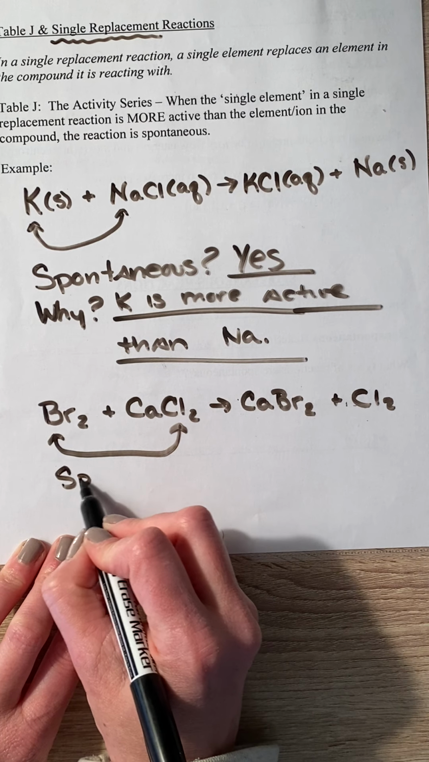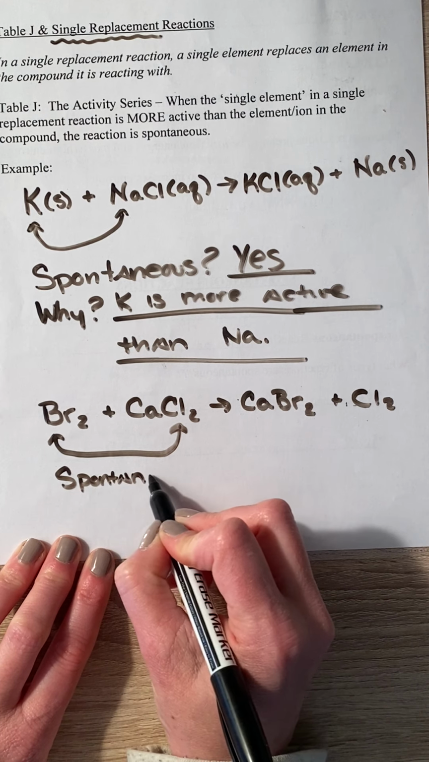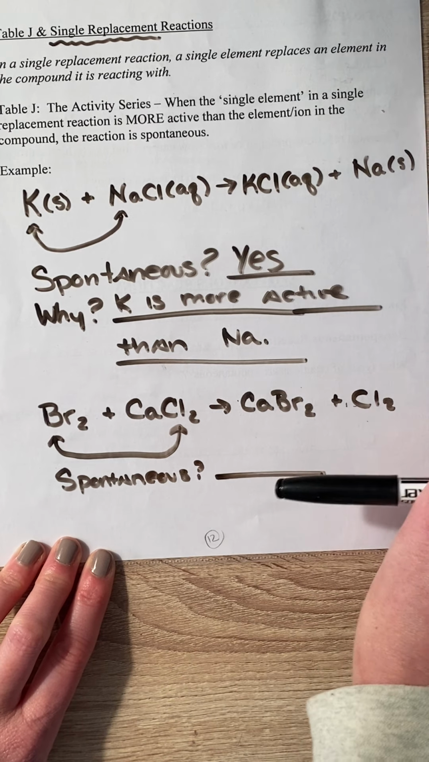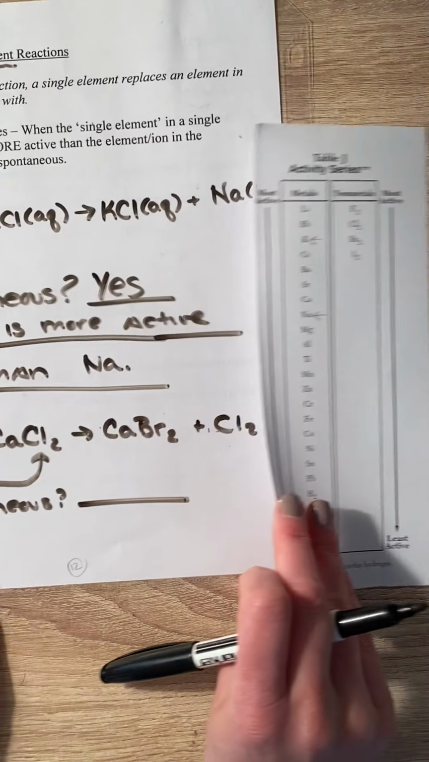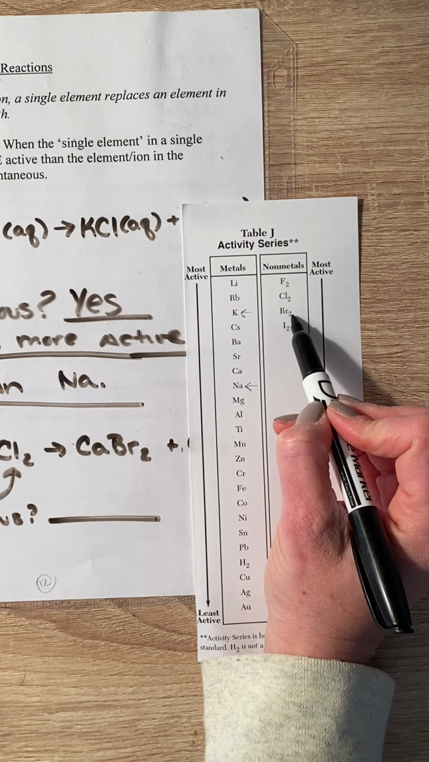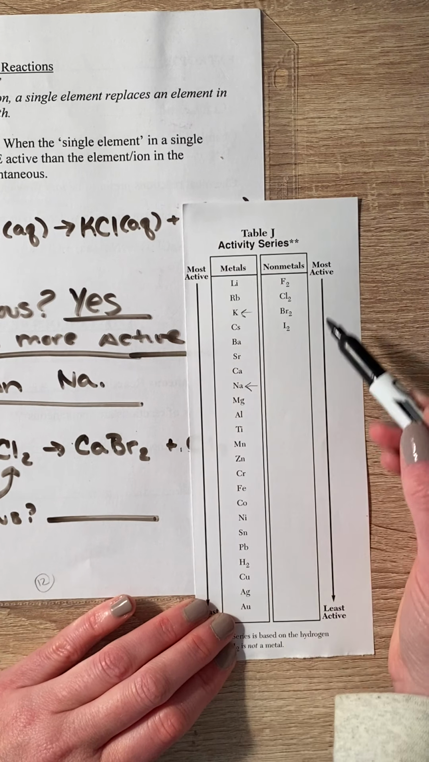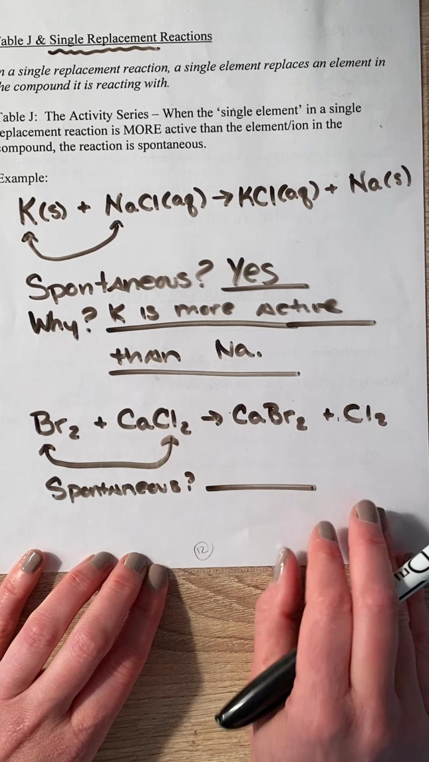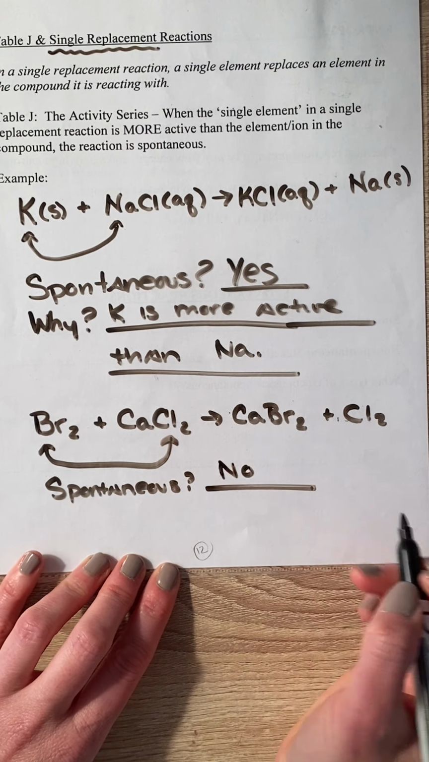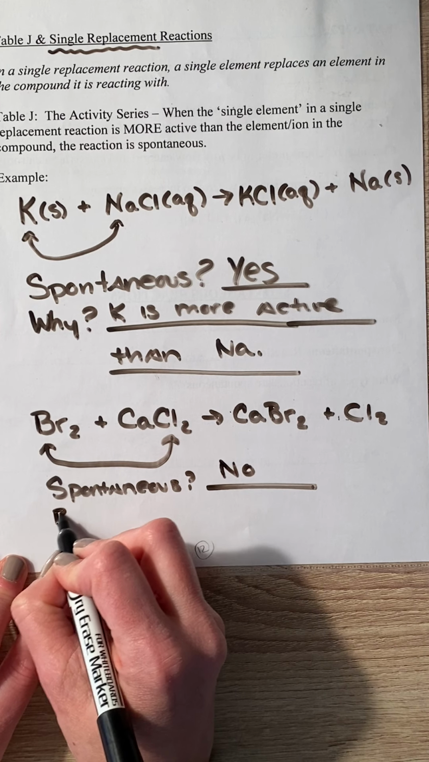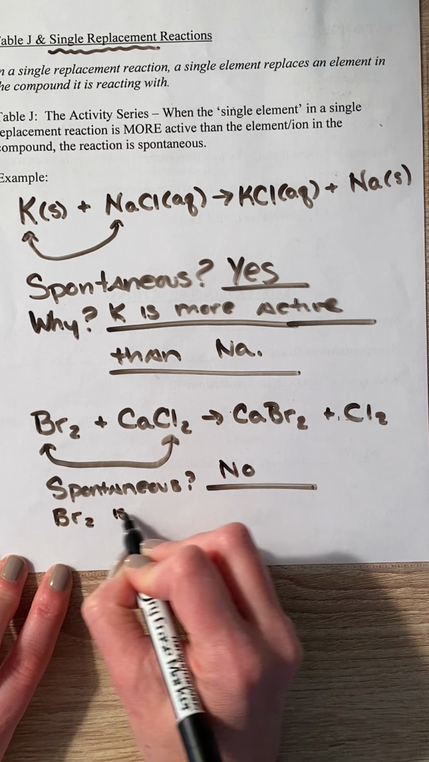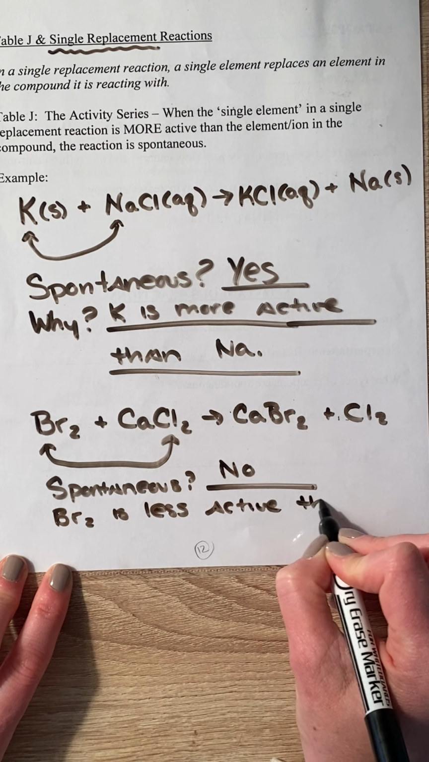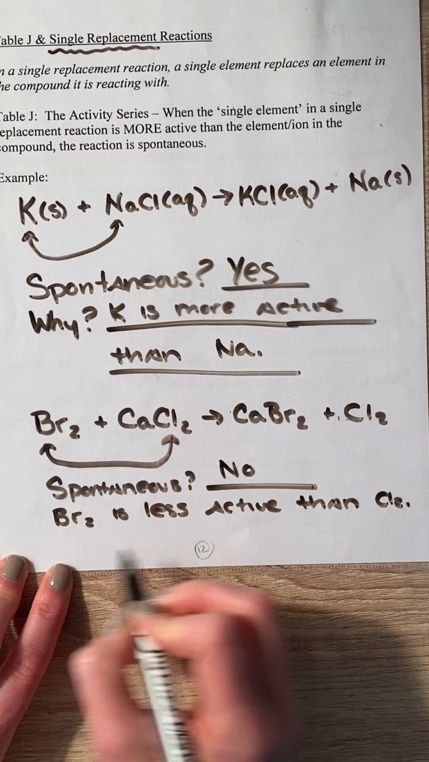So will this be spontaneous? Well, let's take a look. This can only be spontaneous if bromine is more active than chlorine. When I take a look at this, I have bromine just under chlorine. So bromine is less active than chlorine. This reaction is not spontaneous. And the reason why? Br2 is less active than Cl2.